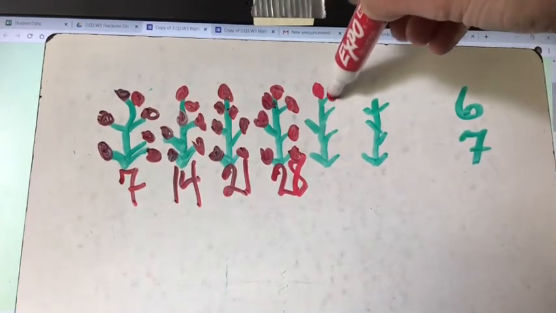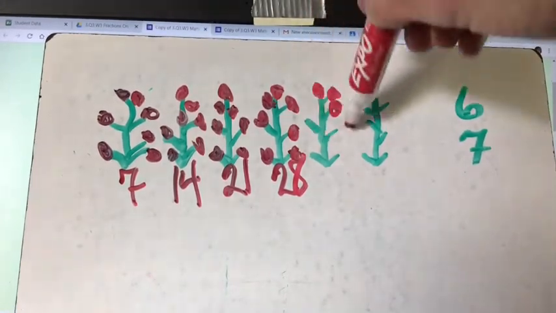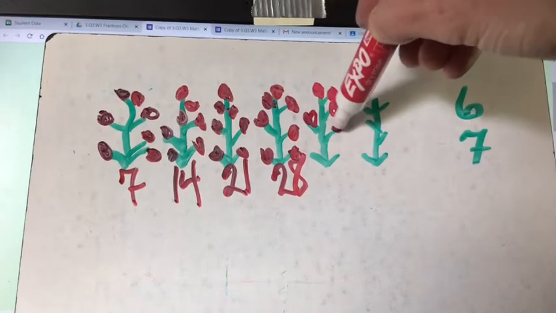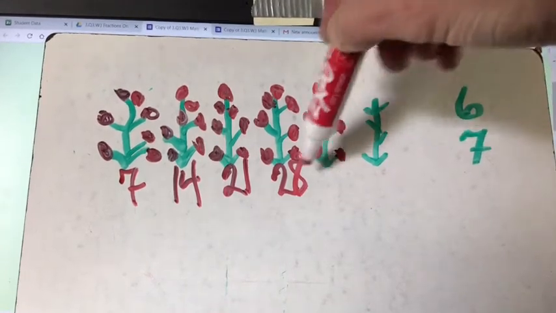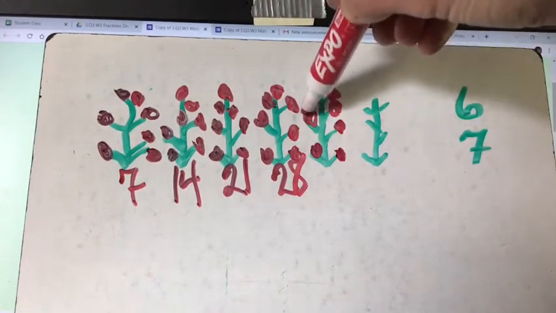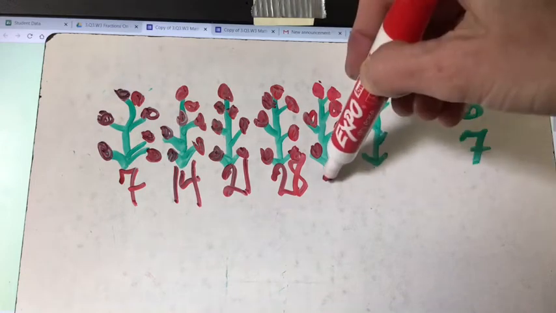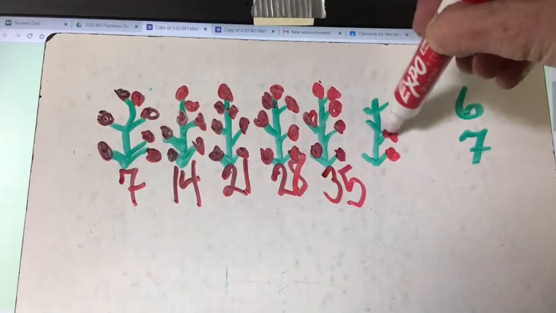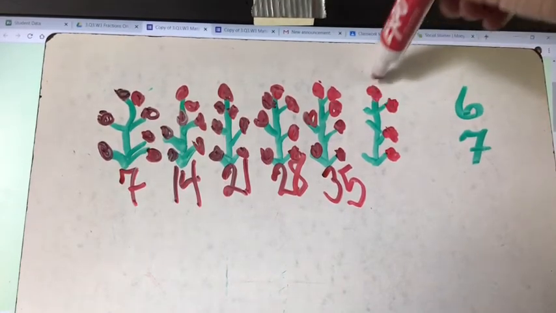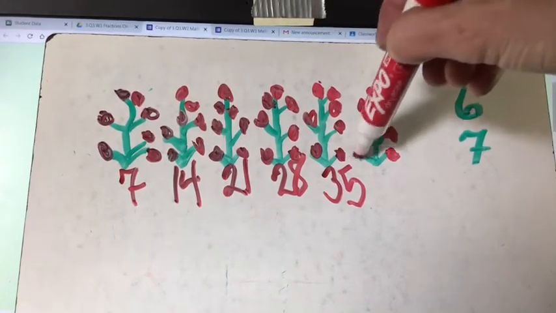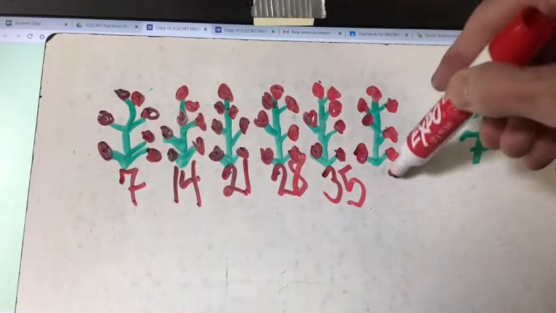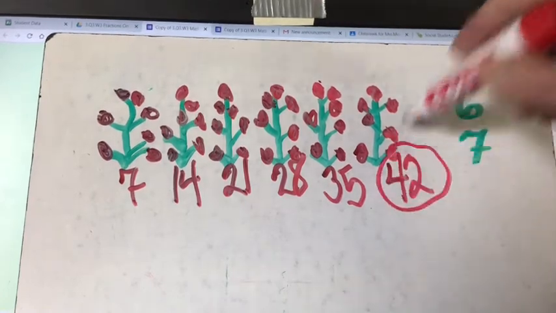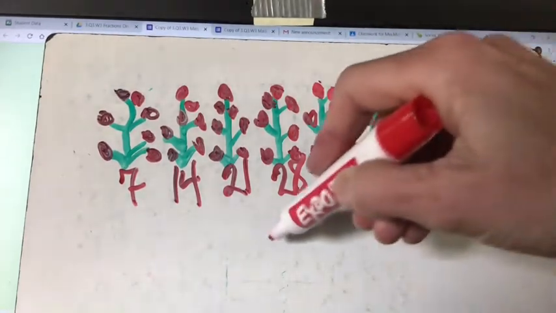And I keep going. I'm on my 5th plant, and I have to add 7 tomatoes here. 1, 2, 3, 4, 5, 6, 7. So 28 plus 7, 29, 30, 31, 32, 33, 34, 35. Plus 7, my last 7. I'm on my 6th plant. That's 4, 5, 6, 7. So 35 plus 7 is 42. So 42 total tomatoes is what Lindsay would get.